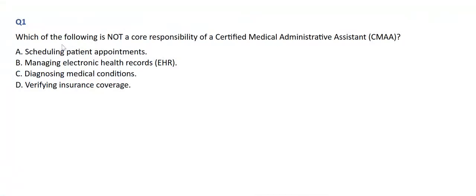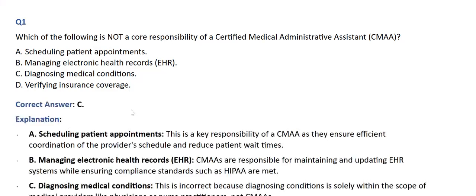Question 1. Which of the following is not a core responsibility of a certified medical administrative assistant, CMAA? A. Scheduling patient appointments. B. Managing EHR. C. Diagnosing medical conditions. D. Verifying insurance coverage. Definitely it's C. It's out of the CMAA's or MAA's scope of practice. So C is the answer.